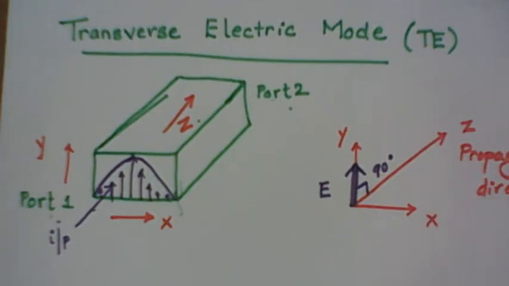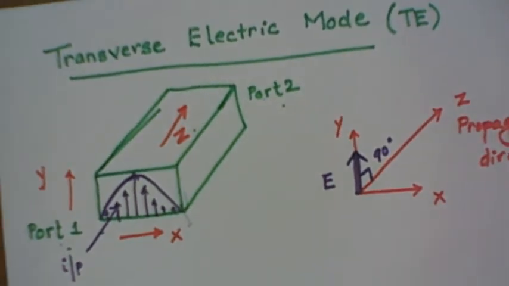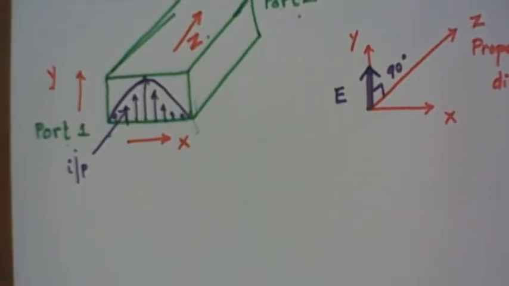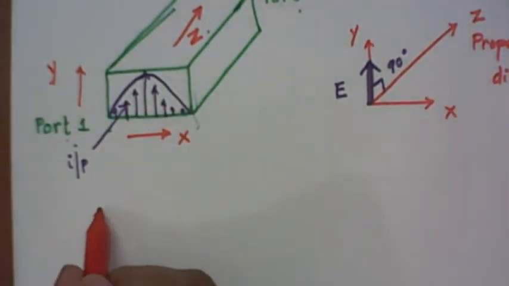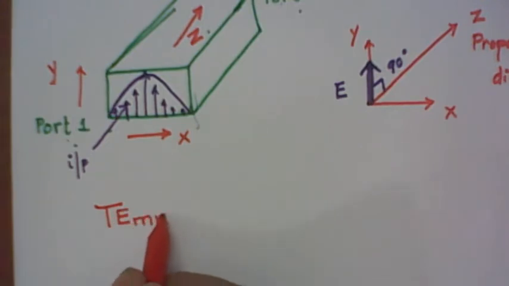Transverse electric mode. Right? Now this transverse electric mode is not only a single mode. There are infinite number of transverse electric modes, and those modes are represented as TE M N.